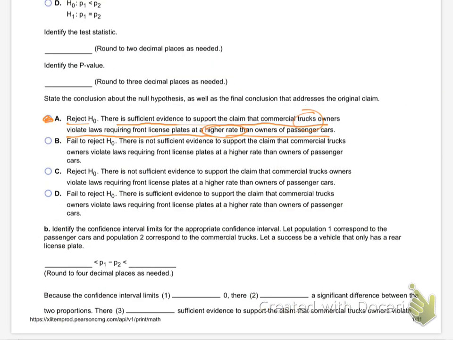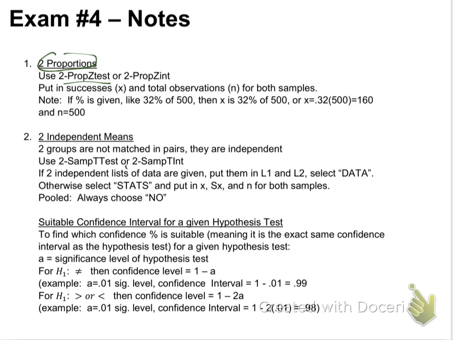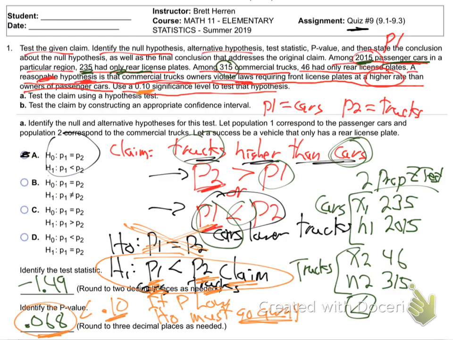So that's A. Now, down below, they want us to do an appropriate confidence interval. Remember how that works? Let's look at the notes. So here we go again. Suitable confidence interval. How do you do it? Well, it depends on H1, doesn't it? Let's go back. What's our H1? There it is. It's a less than. Our H1 is less than.